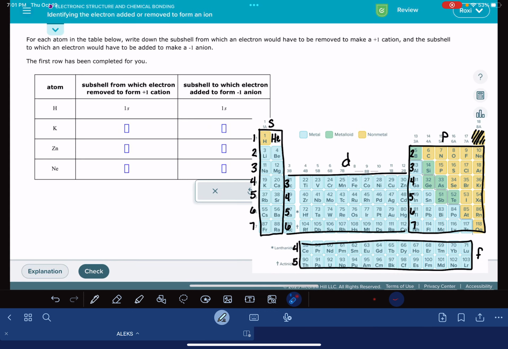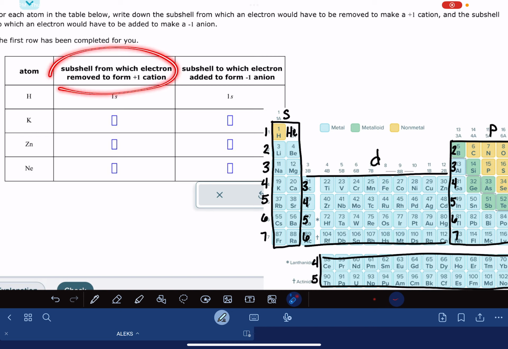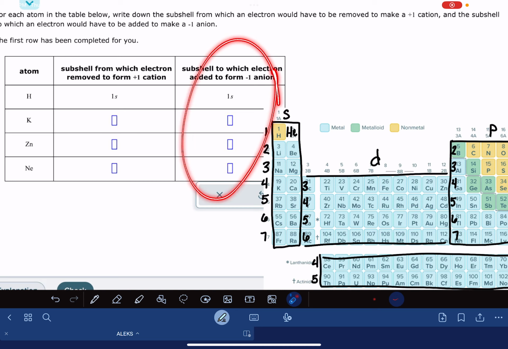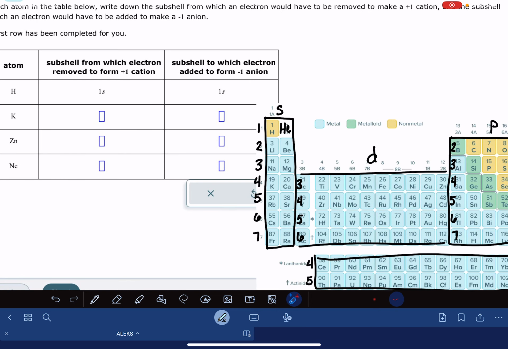So this problem has got two different questions to it. It's got three different elements, and it's asking us to identify where electrons would be removed or where electrons would be added if these elements were to ionize. And I want to start with this part of the problem first because this part of the problem is easier. So this is asking us which subshell, meaning like 3s or 4p, would the electron be added to if these different atoms were to form a -1 ion?